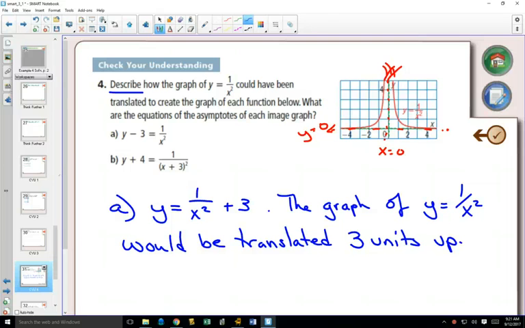As a result, it says, what are the new equations of our asymptotes? So there's two asymptotes, one that's x equals, one that's y equals. If you moved it up 3, would that affect your x equals 0 asymptote? No. Because it's shifting up and down, it's going to stay at x equals 0. But the y equals 0 will now be at y equals 3.